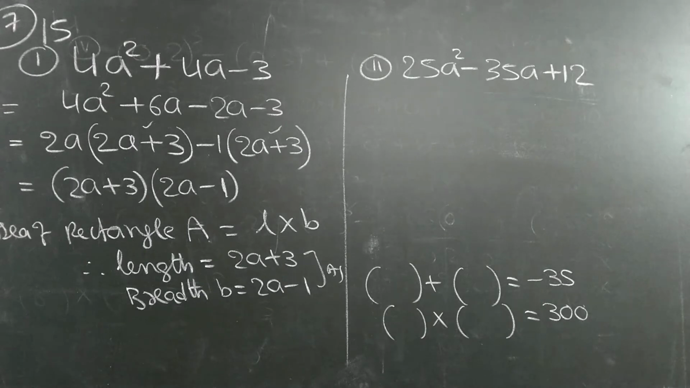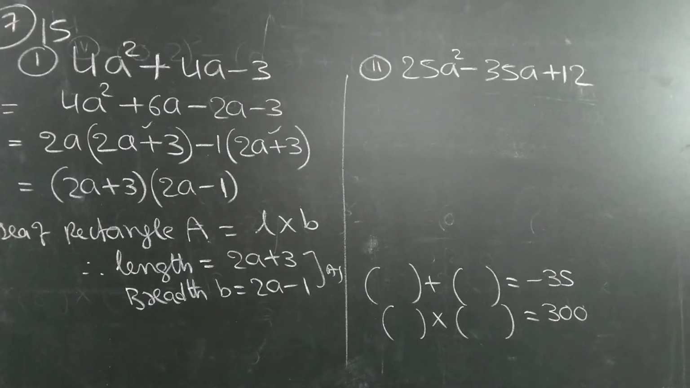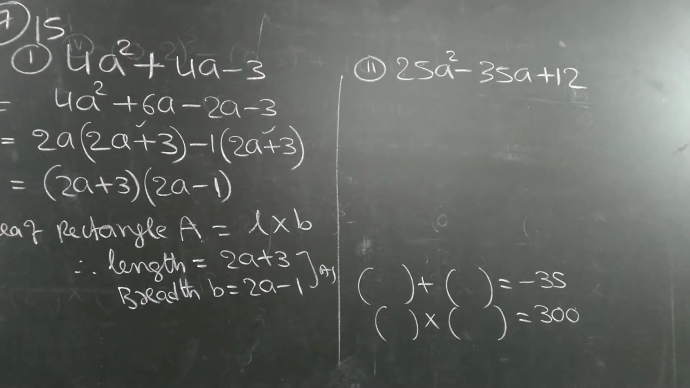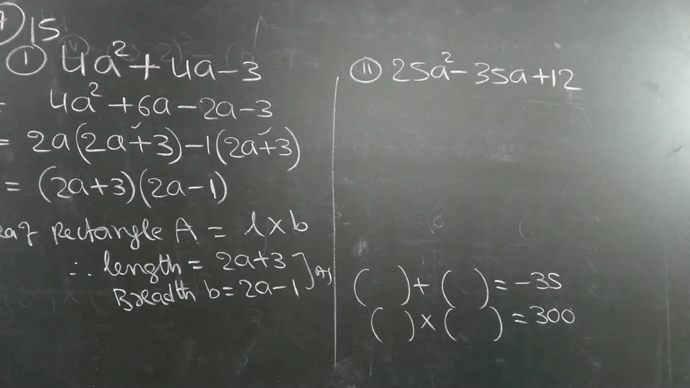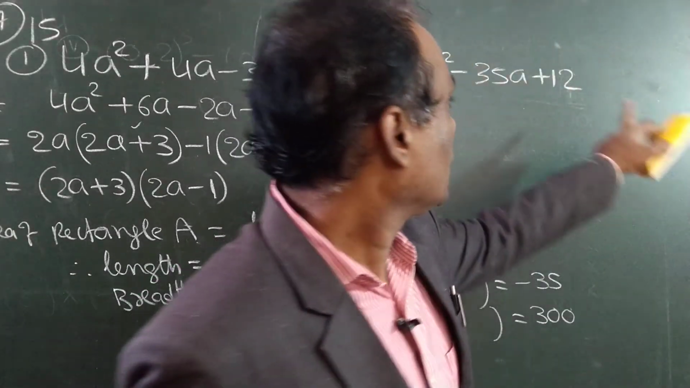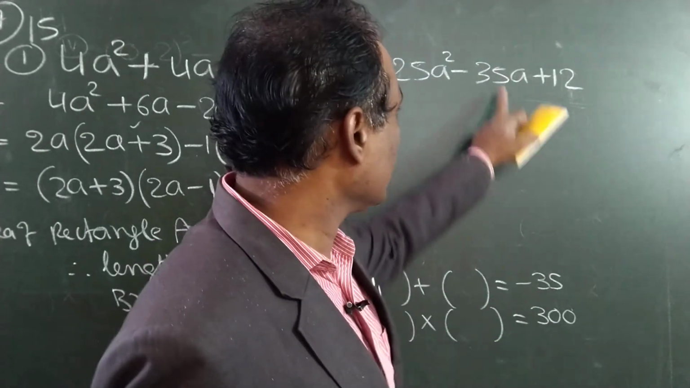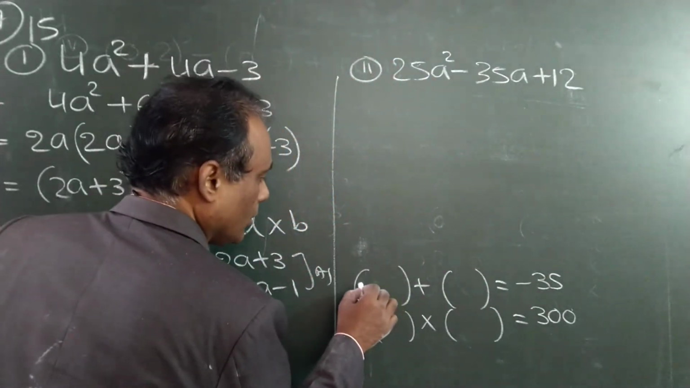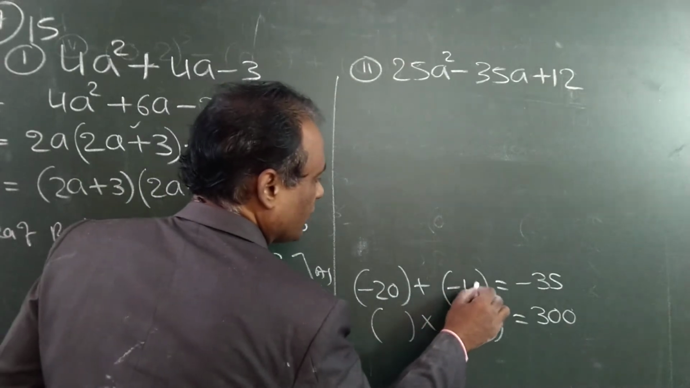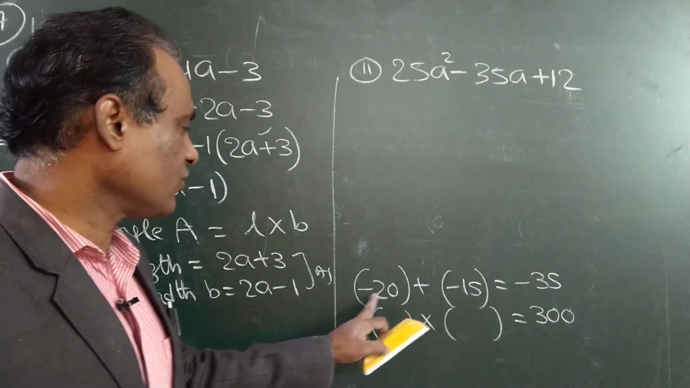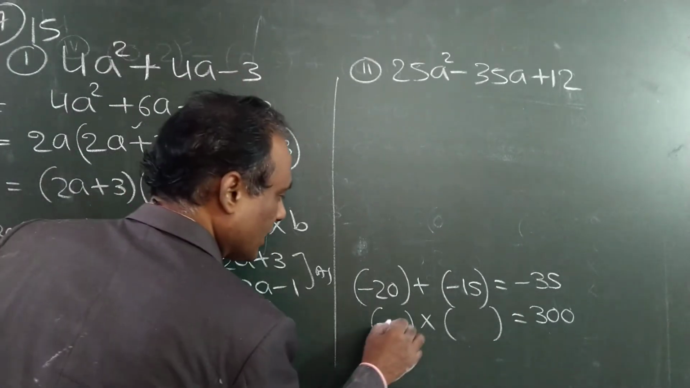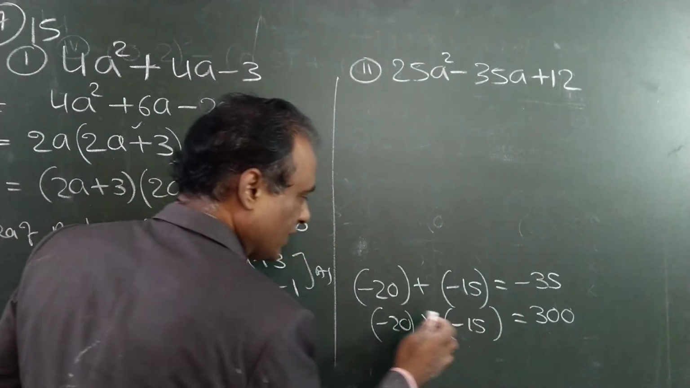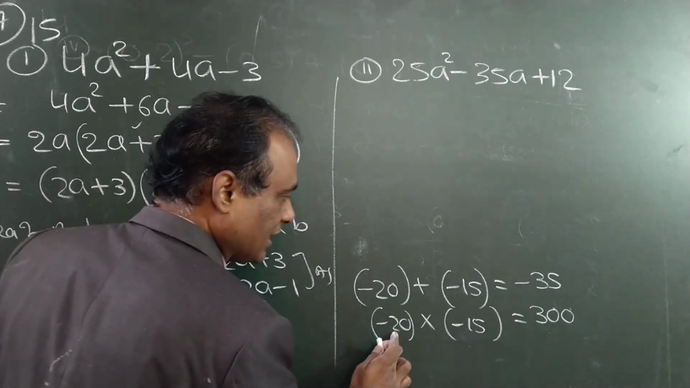Tell the numbers, students. 12 into 25 is 300. This is minus 35: minus 20 minus 15. Is it correct? Minus 20 minus 15 is minus 35. If you multiply, minus into minus is plus, 15 into 20 is 300.